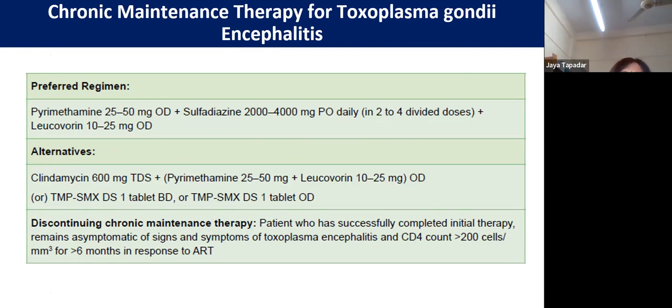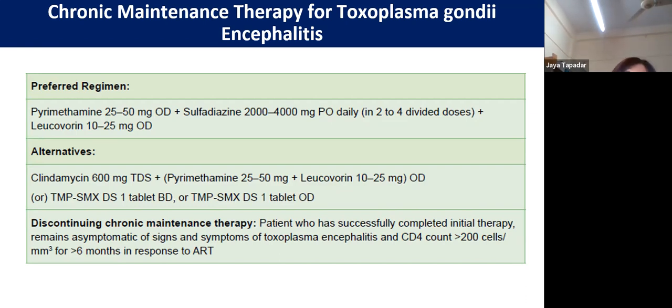What about maintenance? Maintenance is again the same drug at a lower dose. So you keep on giving pyrimethamine, sulfadiazine, and leucovorin, but at a much lower dose. And if you're giving trimethoprim and sulfamethoxazole, actually you can continue the same dose, or both are recommended. You can give the single, but we give a higher dose. We give the BD dose for our patients who are on trimethoprim and sulfamethoxazole.